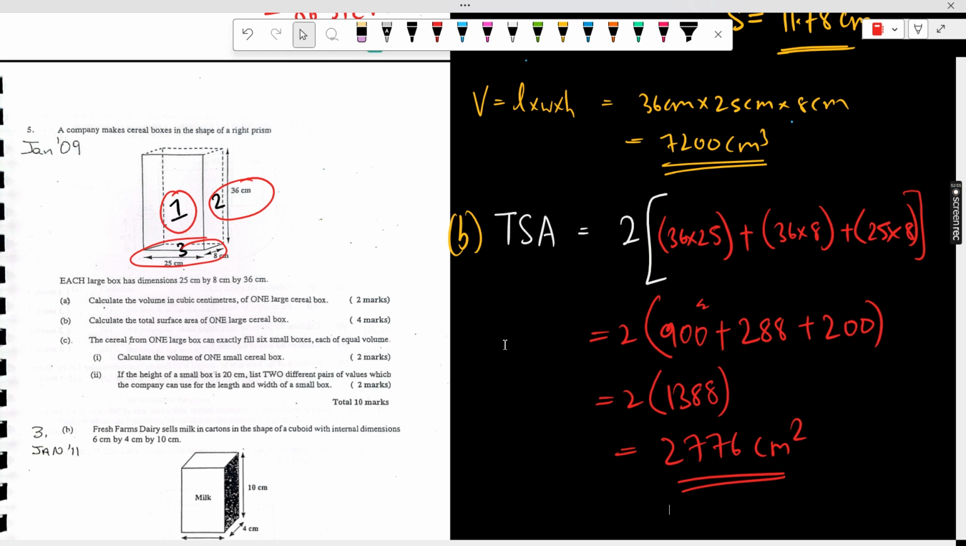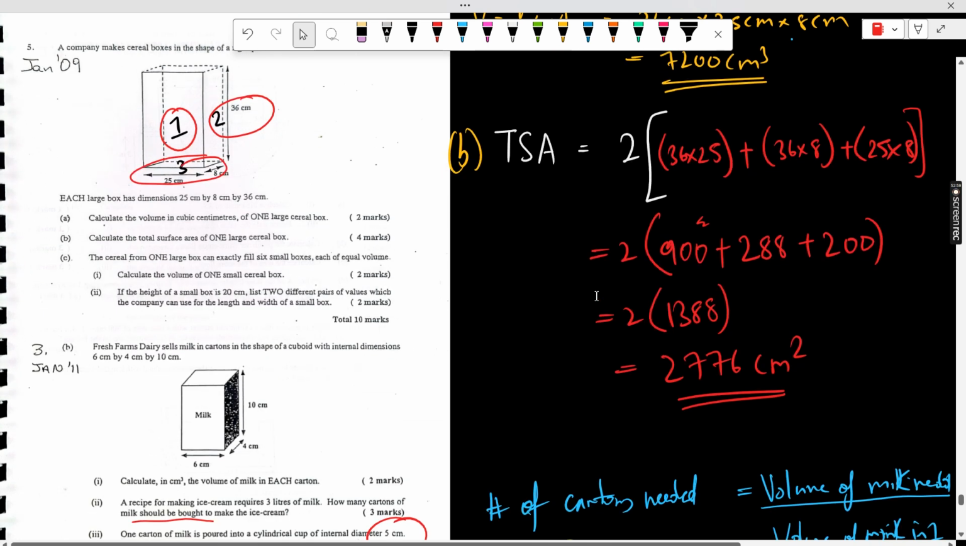Six. Yes. So therefore, to find the volume of one small box, we divide the volume of one large box by six. So therefore, the volume of one small box would be equal to 7,200 centimeter cube divided by six. And that gives us 1,200 centimeter cube.